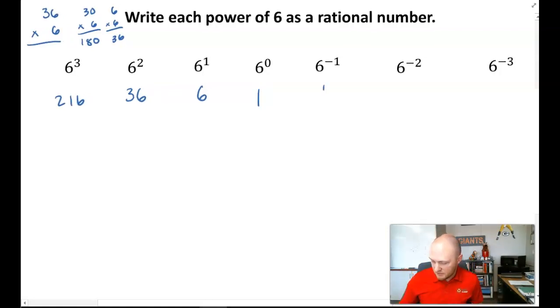6 to the negative first. Now we'll just do the reciprocals. 1/6. 6 to the negative second, 1 over 36. And 6 to the negative third is 1 over 216.